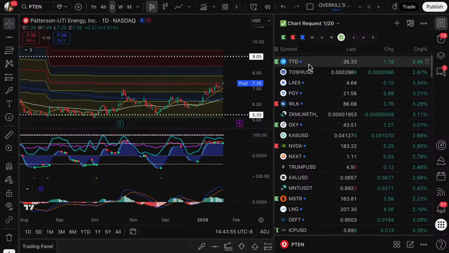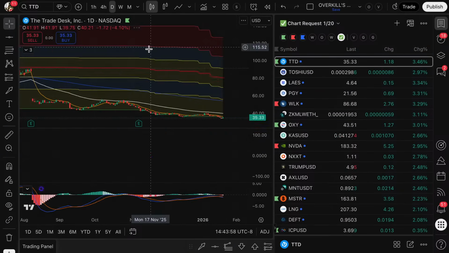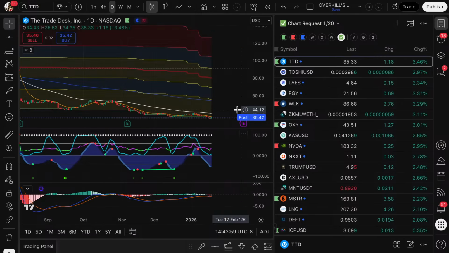$9 is the target on P10. Looking to take some profits on a red dot. TTD bounced back today. Looking for the daily. I said I'd average down on this on the next daily. I think I entered this around 37. So just looking for the daily on TTD. I think that's probably going to come tomorrow or the next day. We shall see. But that one looks good.